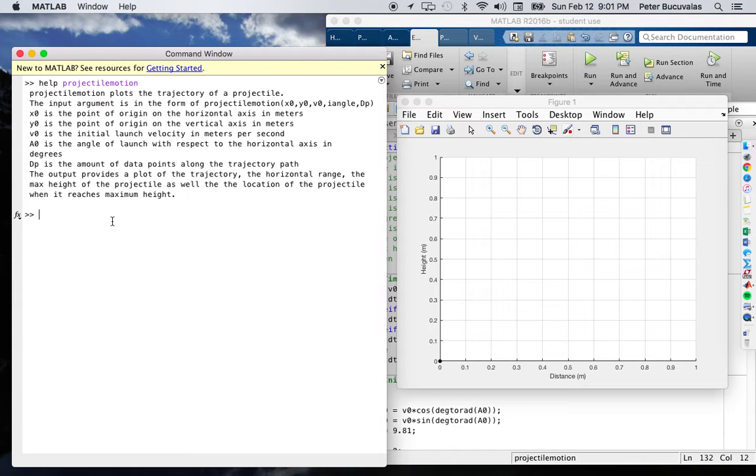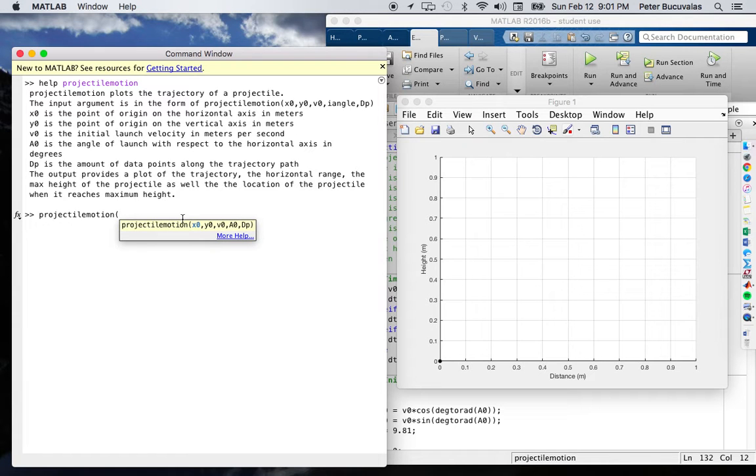And as our output, we are looking for a plot of the trajectory, as well as the horizontal range, height of the projectile, and the location of the projectile when it reaches its maximum height. So let's see here, we'll go ahead and bring up this function.